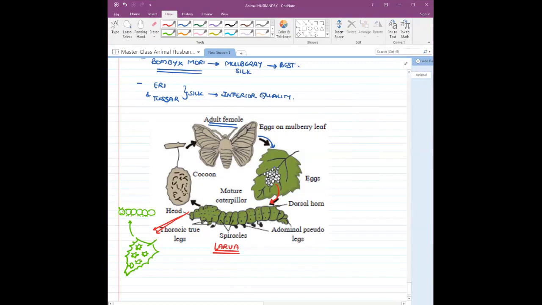Now what happens, guys? What is this next stage? The next stage is nothing but your pupa. So now this is going to find one spot on the leaf or on that plant where it can hang itself. And now it is going to attach itself with the help of this thread, and then it is going to spin a nice cocoon over itself.